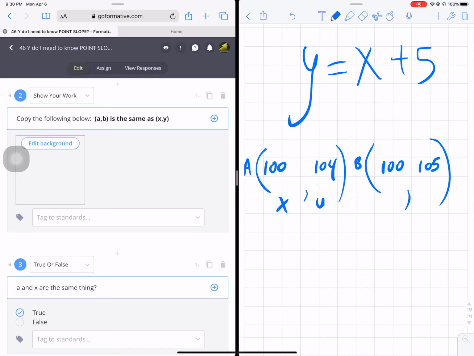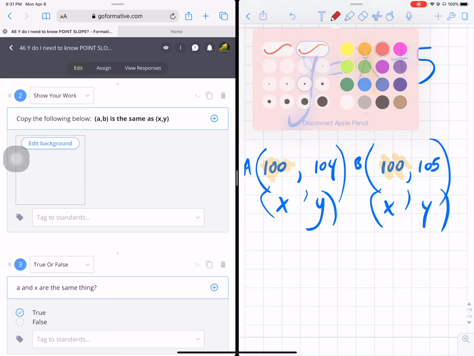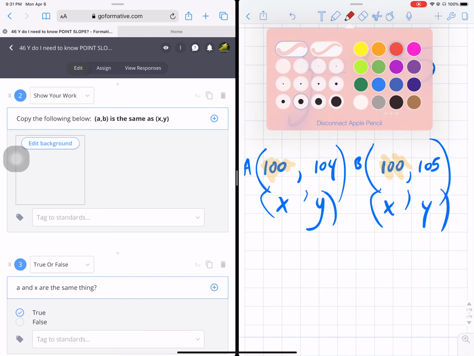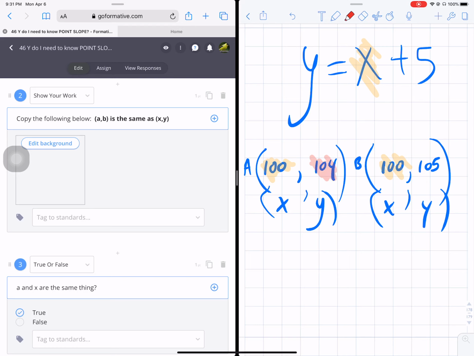So how do we know if it's going to work? We have to plug it in. We're going to plug in 100 for the x, and then we're going to plug in 104 for the y, and then 105 for the y, and see which one works out.